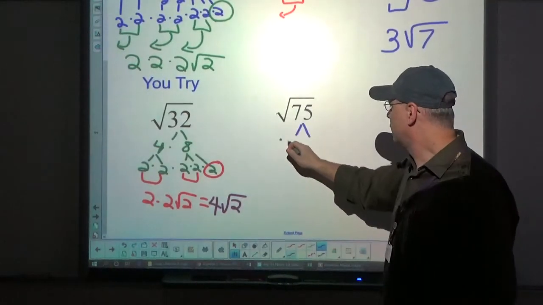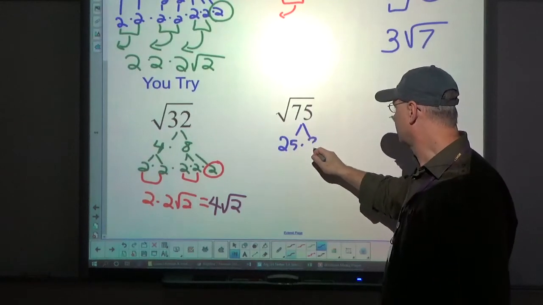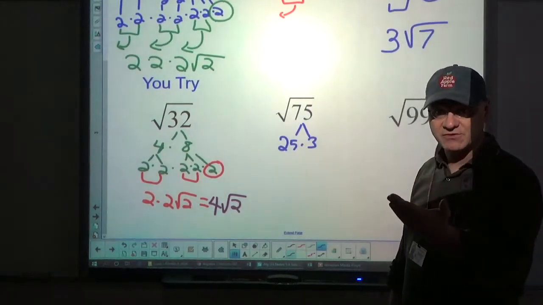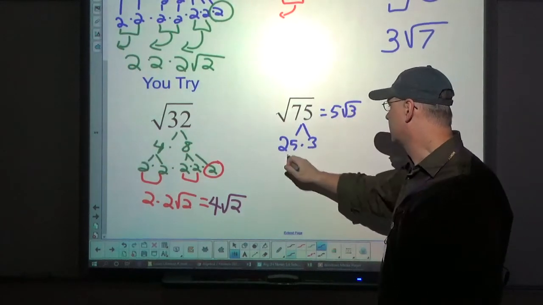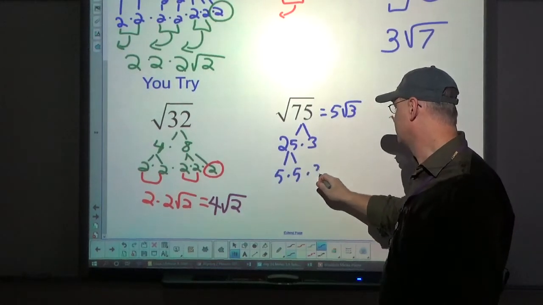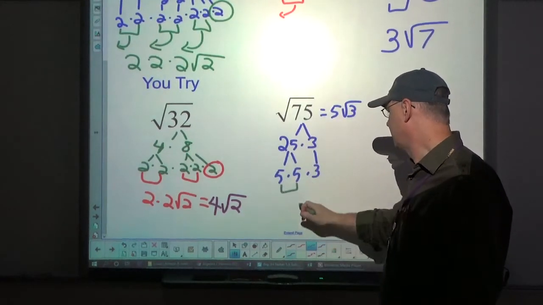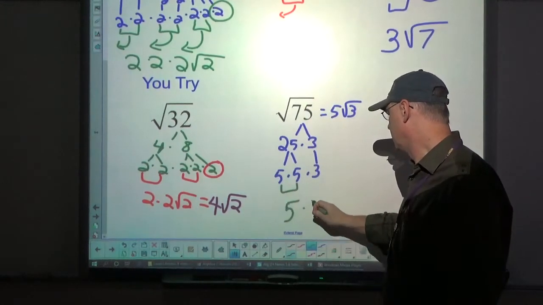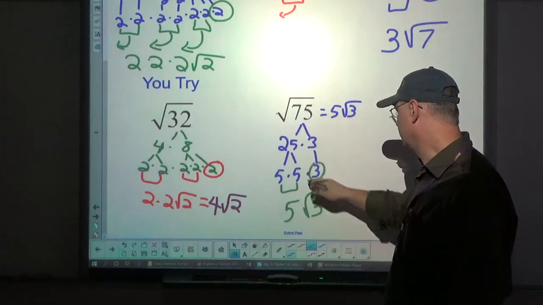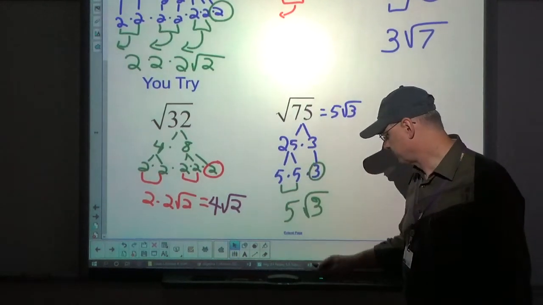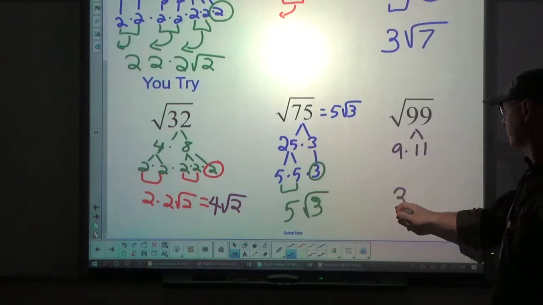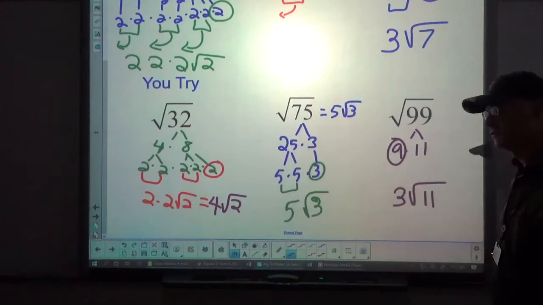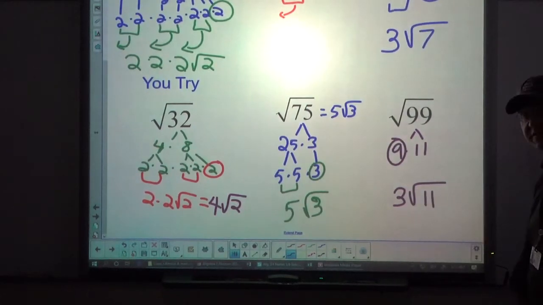Here, I've got 25 times 3. Now you could say, well, 25 square rooted is 5, square root of 3, 5 square root of 3, or you can break this apart, 5 times 5 times the 3. I've got a pair of 5s, pull 1 out, and the 3 is left over inside. Either way works. All right, 99. 9 times 11. So that's 3 square root 11, because square root of 9 is 3, and 11 is left over inside. Again, you could break that apart instead if you prefer.